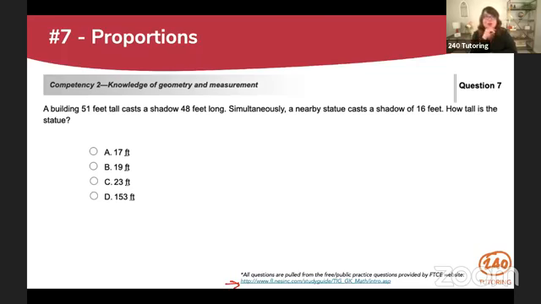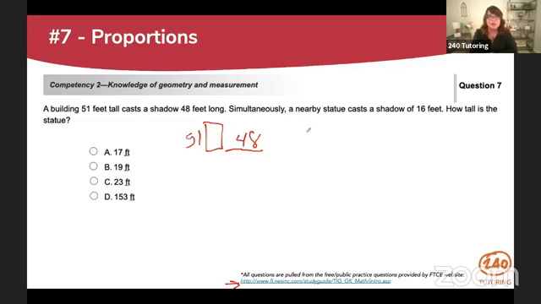So question number 7, it says, a building 51 feet tall casts a shadow 48 feet long. Simultaneously, a nearby statue casts a shadow of 16 feet. How tall is the statue? So I'm going to just do a quick drawing. I have a building that is 51 feet tall, and it's casting out a shadow that's 48 feet long.